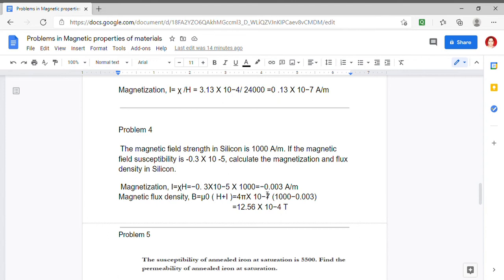The other unknown parameter is flux density. The flux density is equal to mu 0 into H plus I. Mu 0 is 4 pi into 10 raised to power minus 7. H given to us is 1000 plus I. I is minus 0.3 into 10 raised to power minus 5. Collecting all this data, we get the flux density as 12.56 into 10 raised to power minus 4 Tesla.